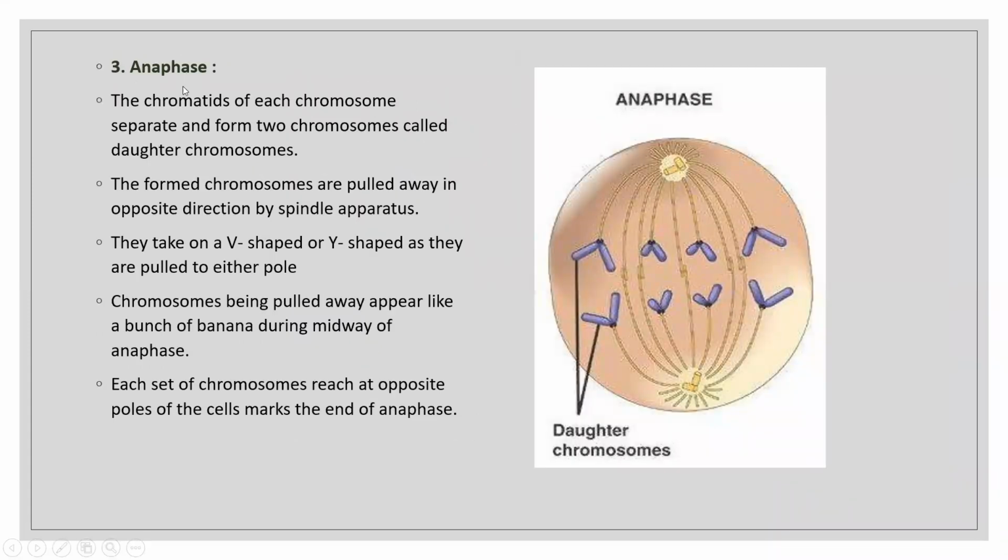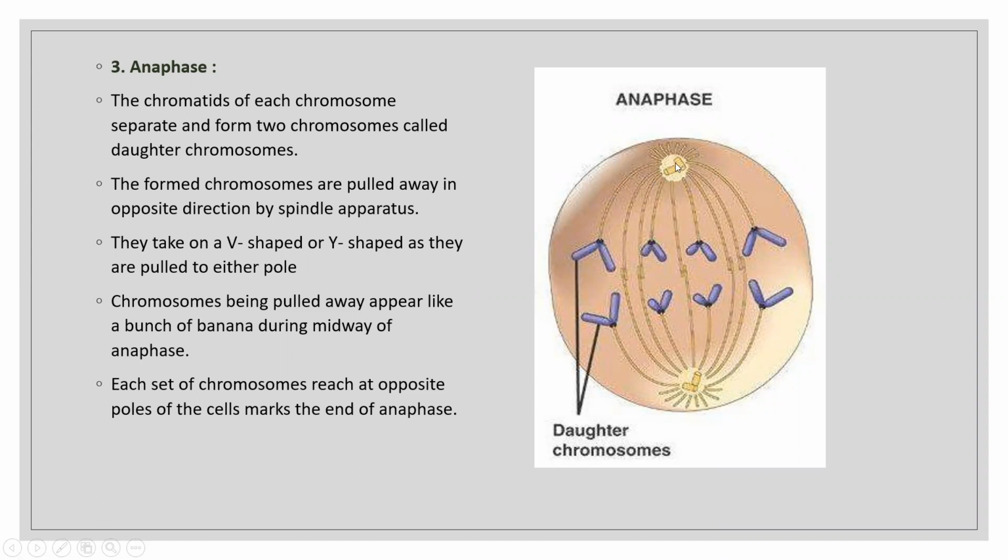Next is anaphase. Now, what happens in anaphase? The chromatids of each chromosome separate and form two chromosomes called daughter chromosomes. As in metaphase, we had seen that the centromere divides, and thus from each chromosome you can see how two daughter chromosomes are formed. These are two daughter chromosomes. Now, the formed chromosomes are pulled away in opposite directions by the spindle fibers. These are the centrioles, right? And from the centrioles you can see spindle fibers.